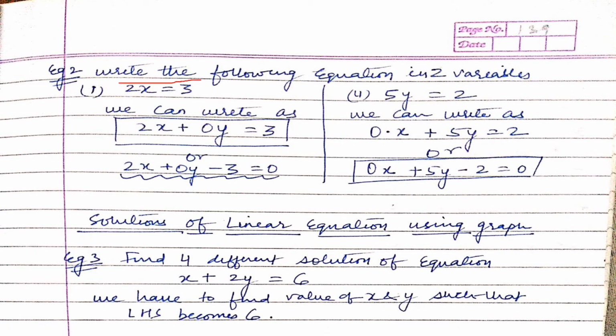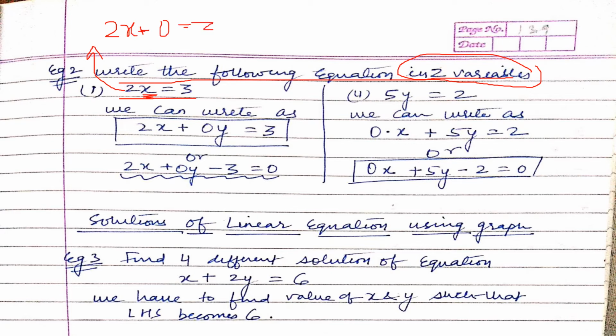Write the following equations in two variables. So the given question, first part, is 2x equal to 3. If you observe, only one variable is there, that is x only. But the question wants us to write the given equation in two variables. So we have to bring from our side one more variable. But is that possible? No. But here one number can help us, and that number is 0. How? We can write this equation as 2x plus 0 is equal to 3.